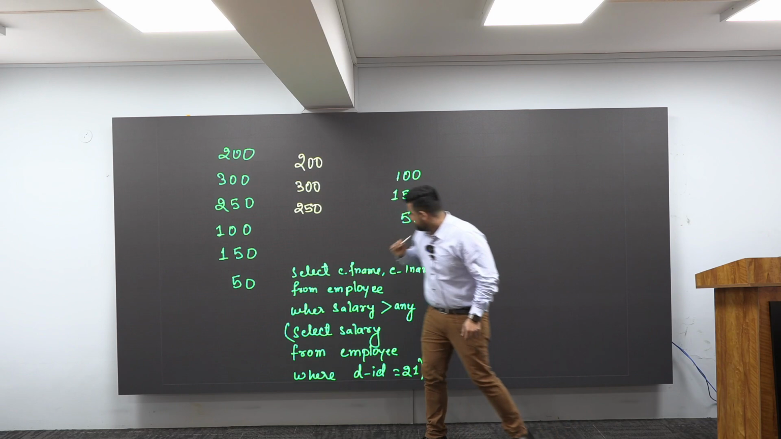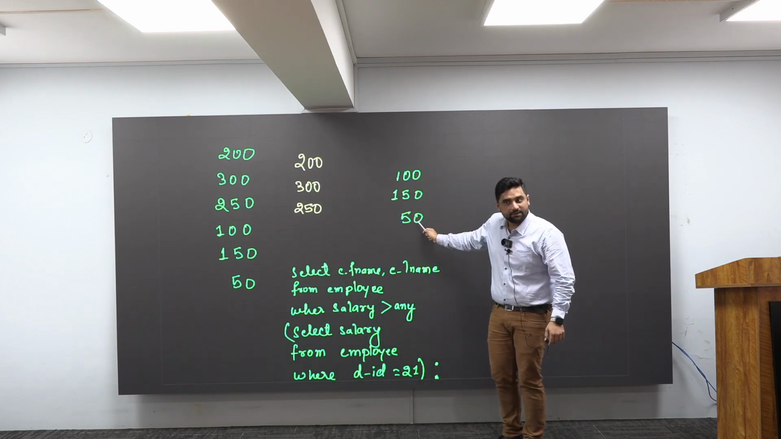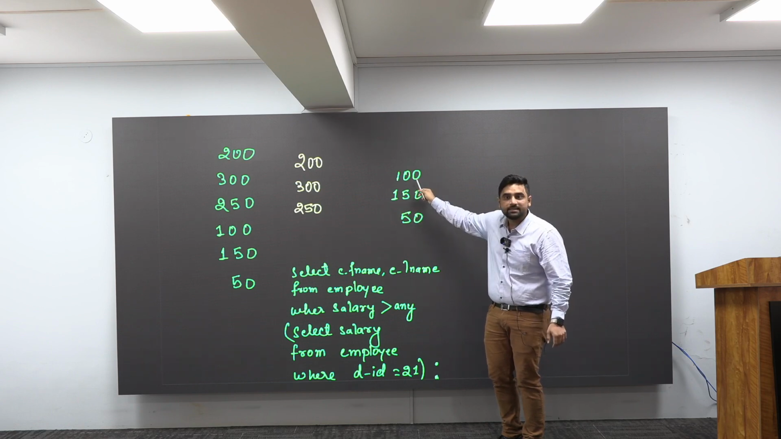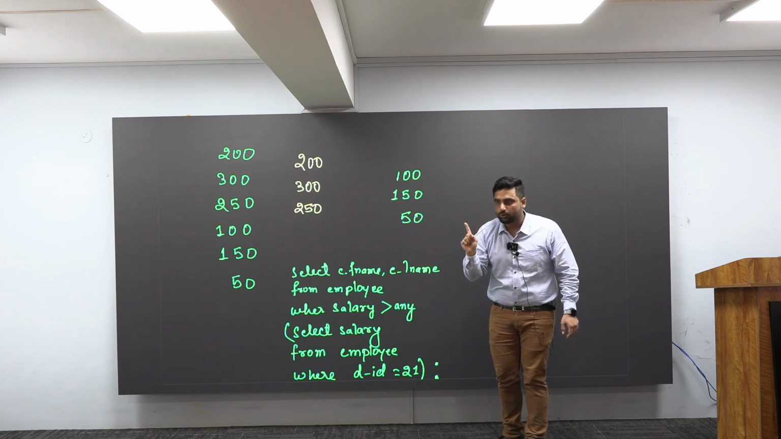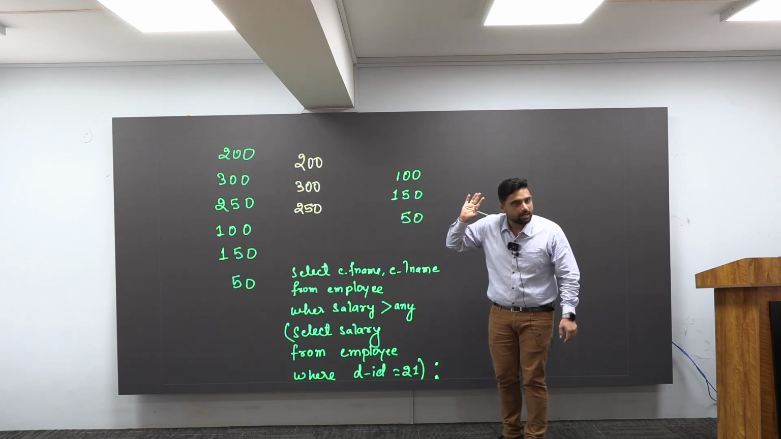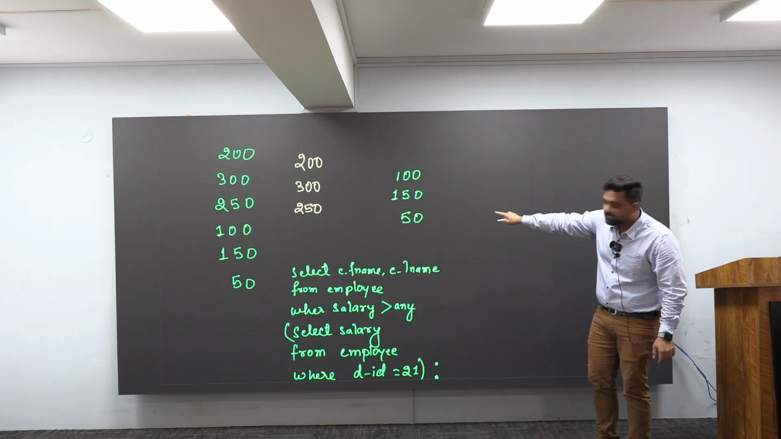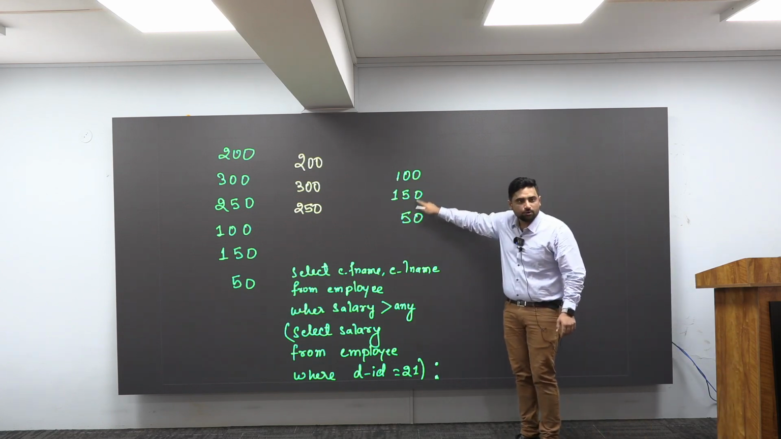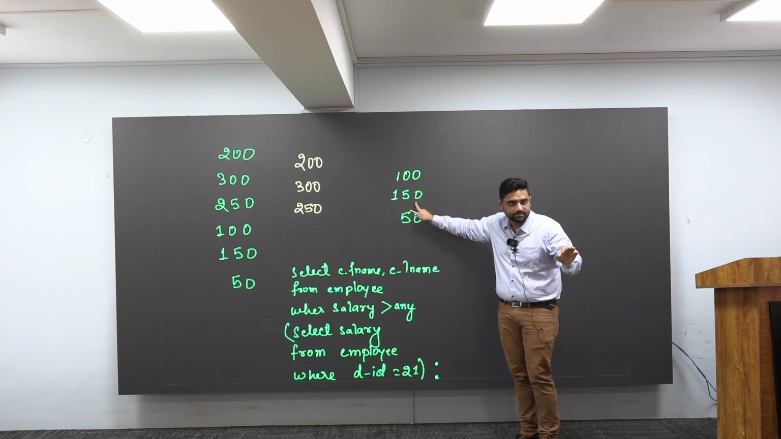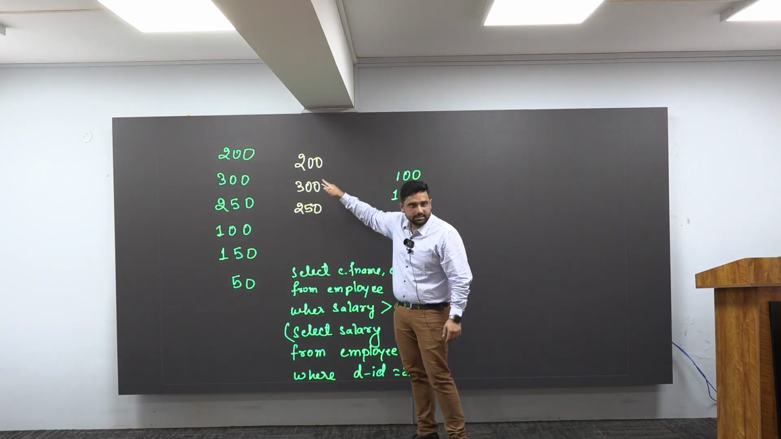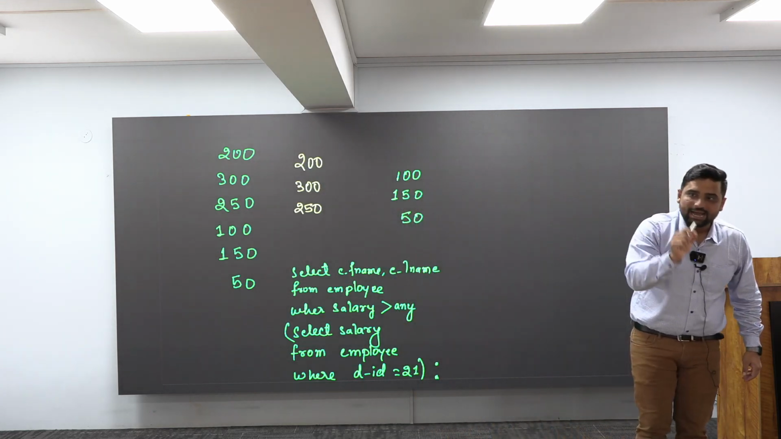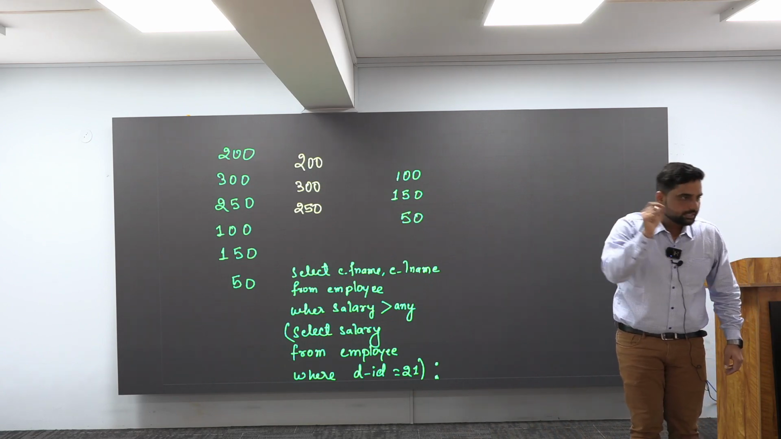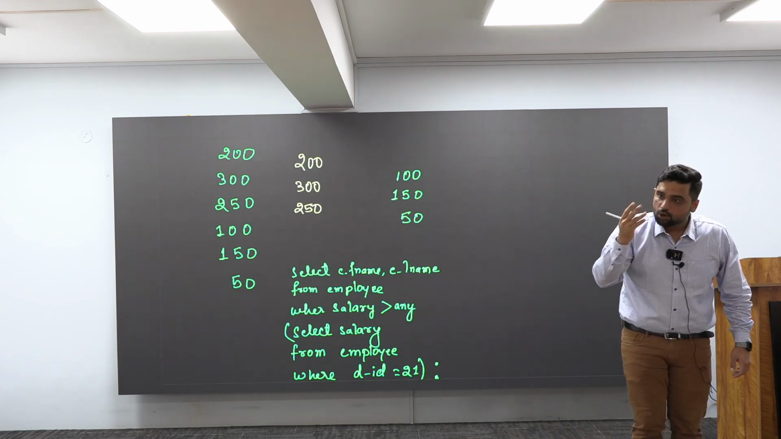Now 150. 150 is greater than 50? Yes. 150 is greater than 150? No. 150 is greater than 100? Yes, but 150 is not greater than 150. It means it has not satisfied one row, so 150 will not come in the result. Now come with 50. 50 is greater than 50? No. 100? No. 150? No. So 50 will not come in the result. Only this salary will come into the result, because it should satisfy all the salaries we have in department 24. Understood? This is not any, this is all.